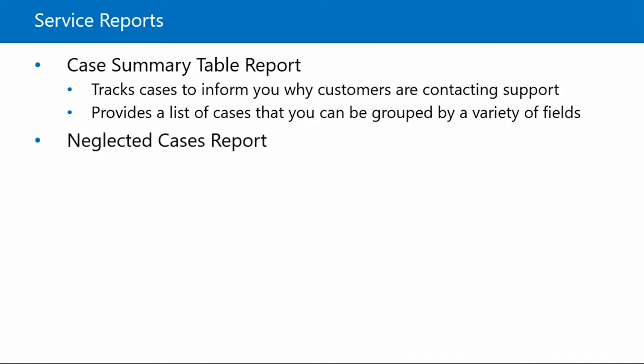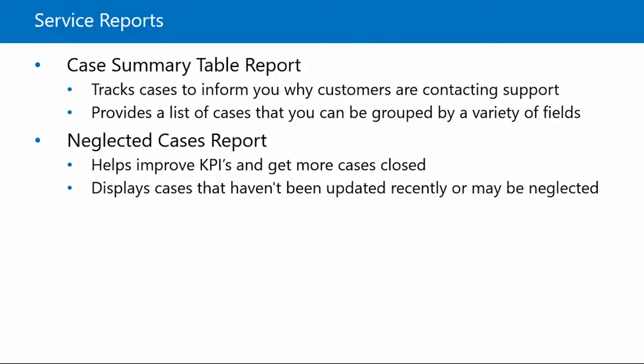Then you also have the neglected case report. The neglected case report helps improve your customer service team's KPIs and get more cases closed. With this report, you can quickly identify and take action on cases that haven't been updated recently or that have possibly been neglected. Next to each case listed is the name of the service agent assigned to the case. And then the customer service managers can use this information to follow up with your team and start getting these cases resolved.